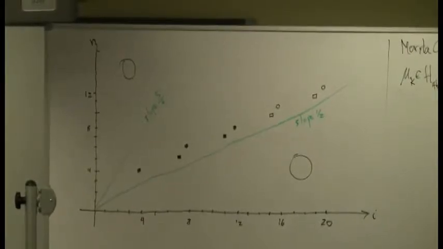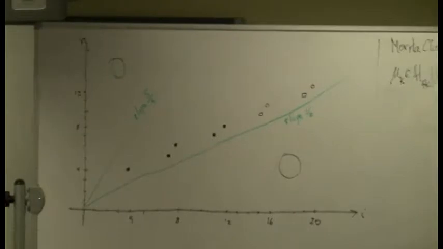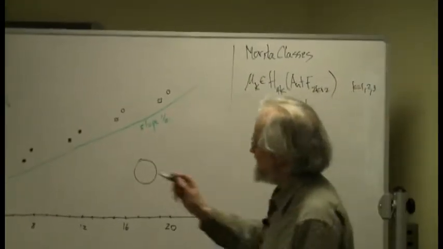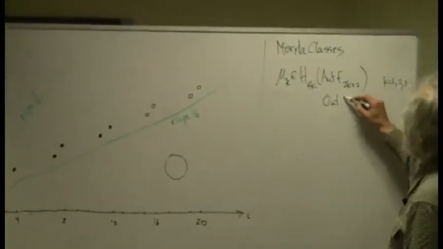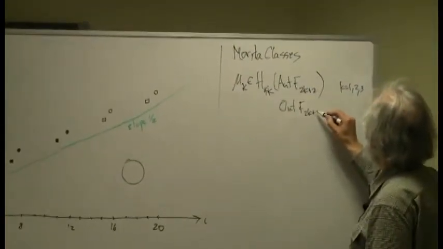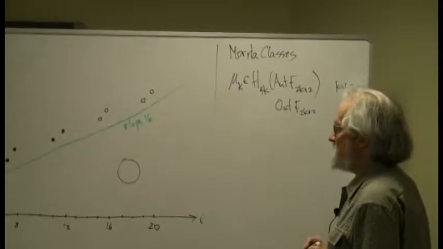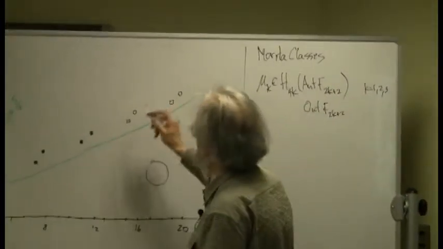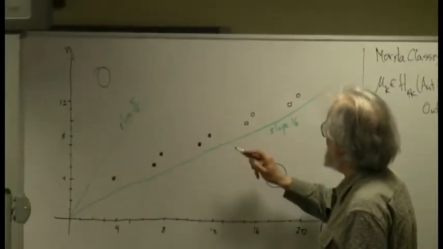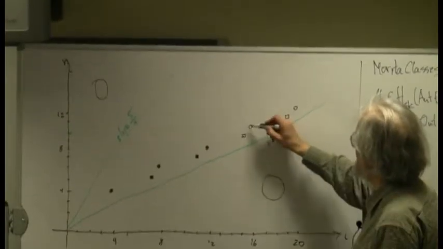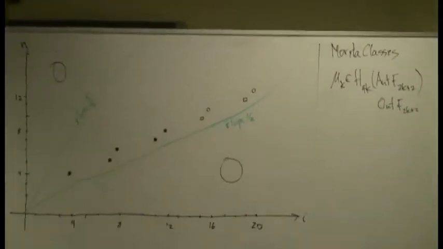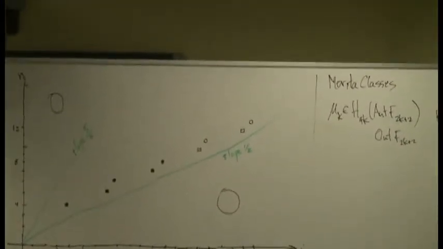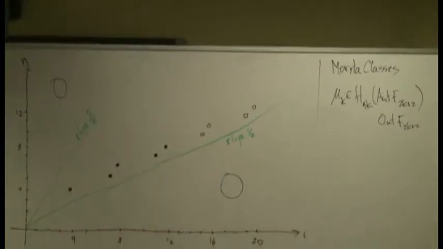So Morita classes, they're non-zero in both cases, both for Out and for Aut. That's one family, and so the solid dots are those classes, and the empty dots are the classes that were constructed. That is, cycles were constructed, but it's not known that they're non-zero beyond the first three.